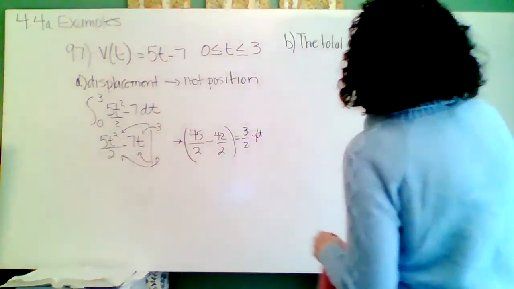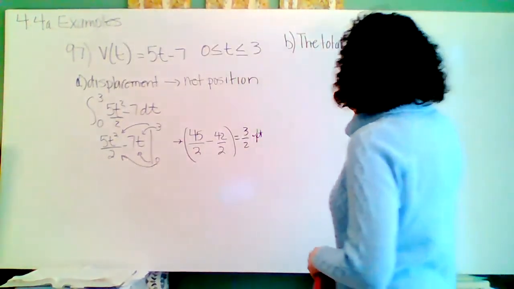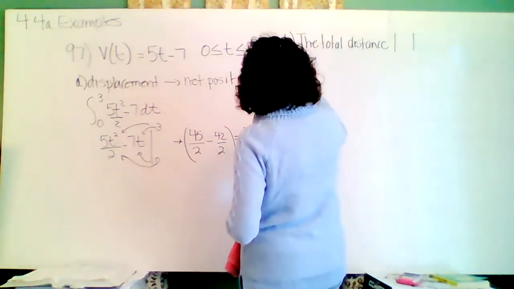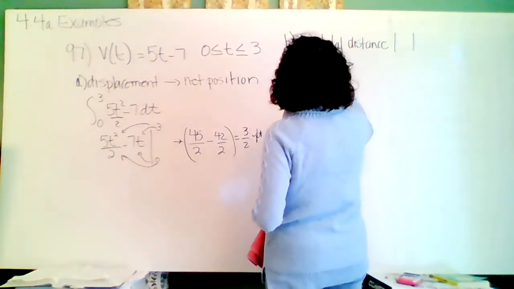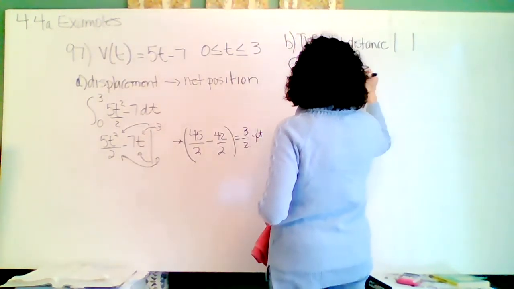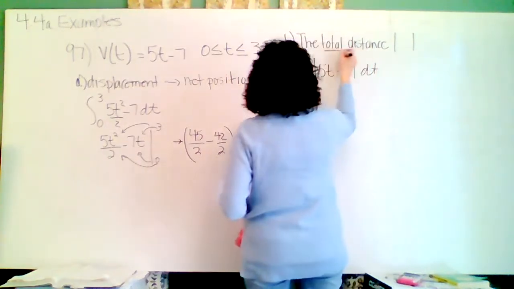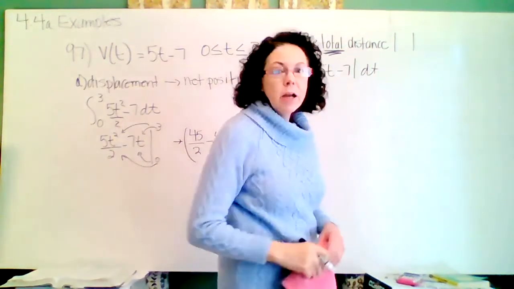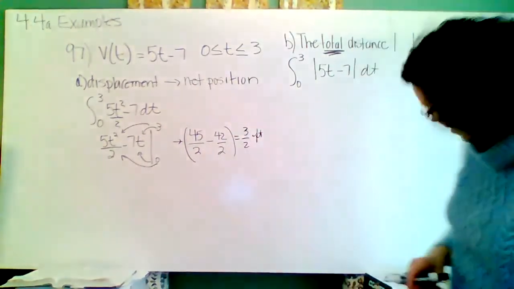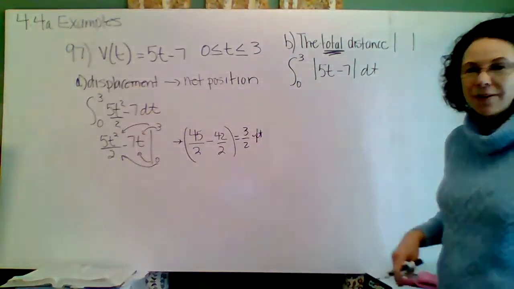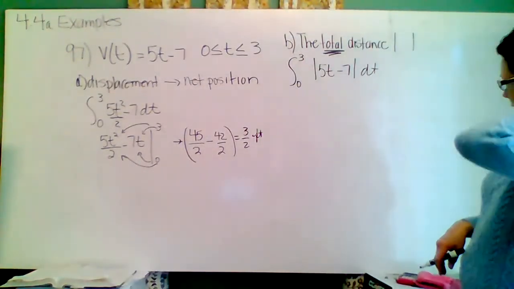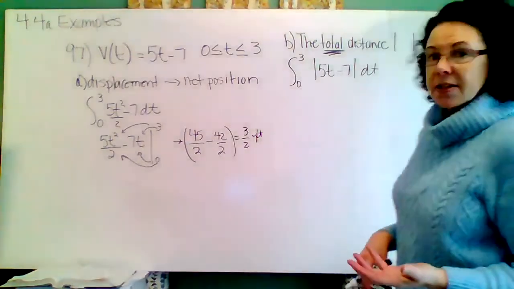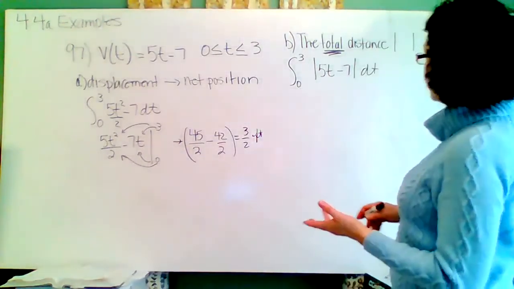Okay, so total distance means that I have to integrate from 0 to 3 the absolute value of 5t minus 7 dt. Again, anytime you see the word total, you have to be better than the other students in the United States and around the world who forget that total means absolute value. Okay, so what this means for me is there's 2 ways.